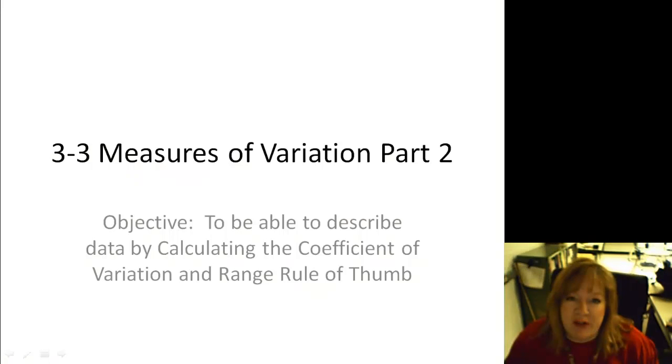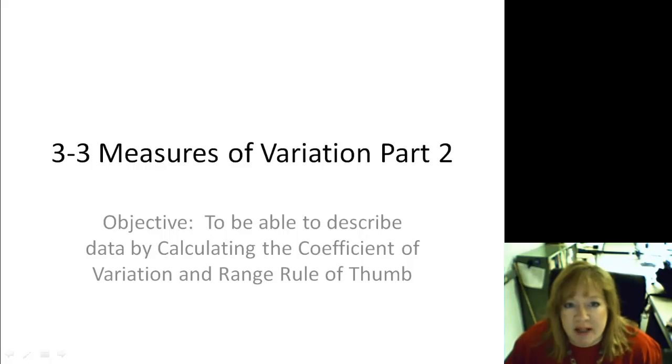Welcome back, sports fans, and we're finishing up 3.3, measures of variation. This is the second part of your notes, so you should have those pre-printed notes out in front of you. What we're talking about today is to be able to describe data by calculating the coefficient of variation and the range rule of thumb.